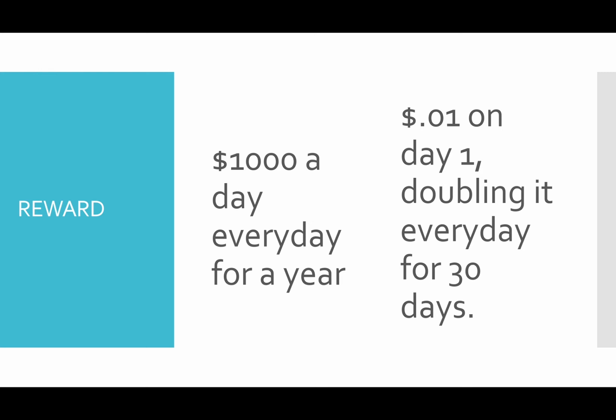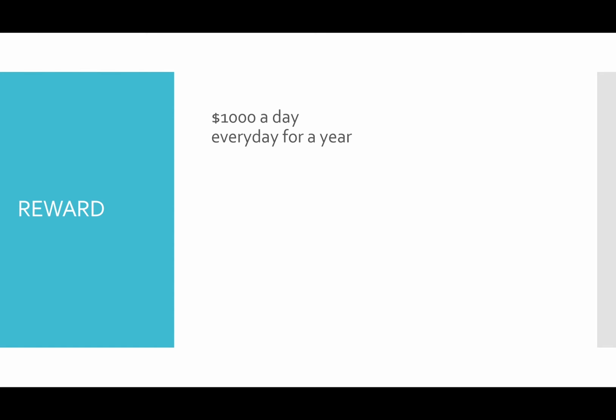So the king thought about it. He's like, wow, just a penny? Well, you sure? And the peasant said yes. All right. And so who got the better deal now? All right. Well, the first one is what we call a linear model. $1,000 a day, every day for a year. The linear model. Every day you get $1,000.